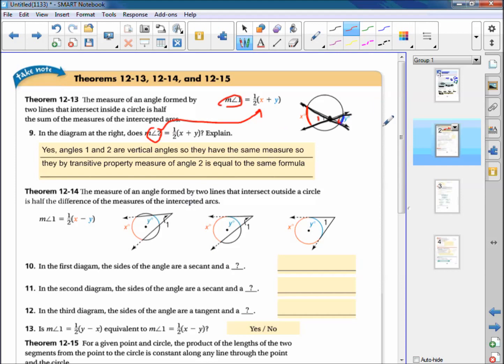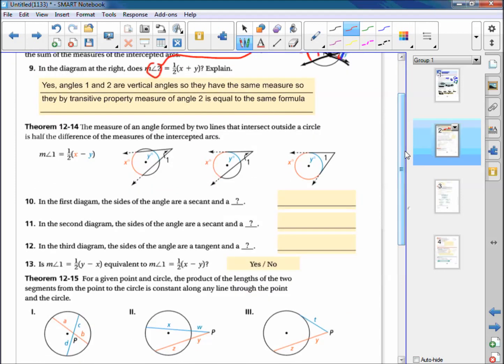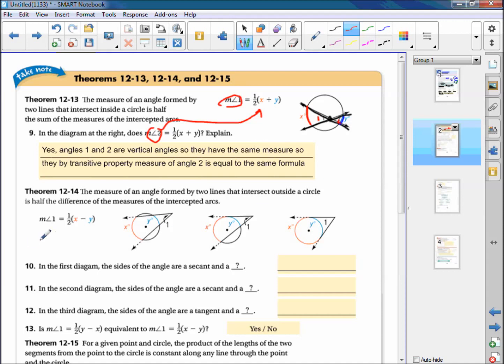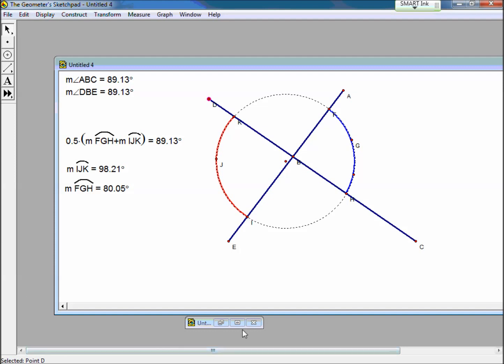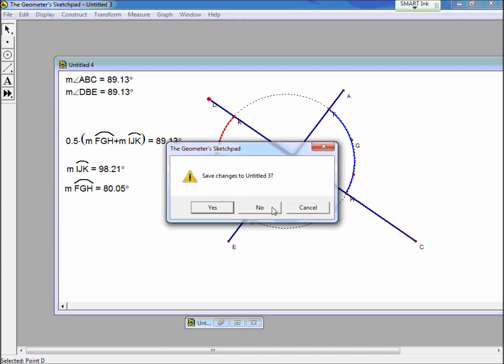In our second theorem, 12-14, the measure of an angle formed by two lines that intersect outside a circle is half the difference of the measures of the intercepted arcs. So up here, it was the sum of them, and down here it's going to be the difference. So when the point is inside the circle, it's the sum of the arcs. When the point where the lines intersect is outside the circle, it's the difference of the arcs. We want to use the bigger arc minus the smaller arc. So here's a picture of what that means.